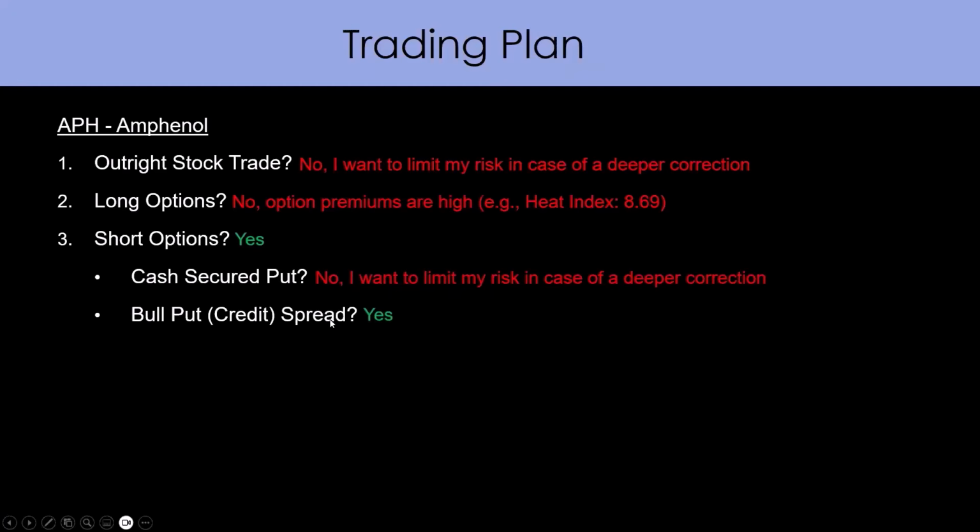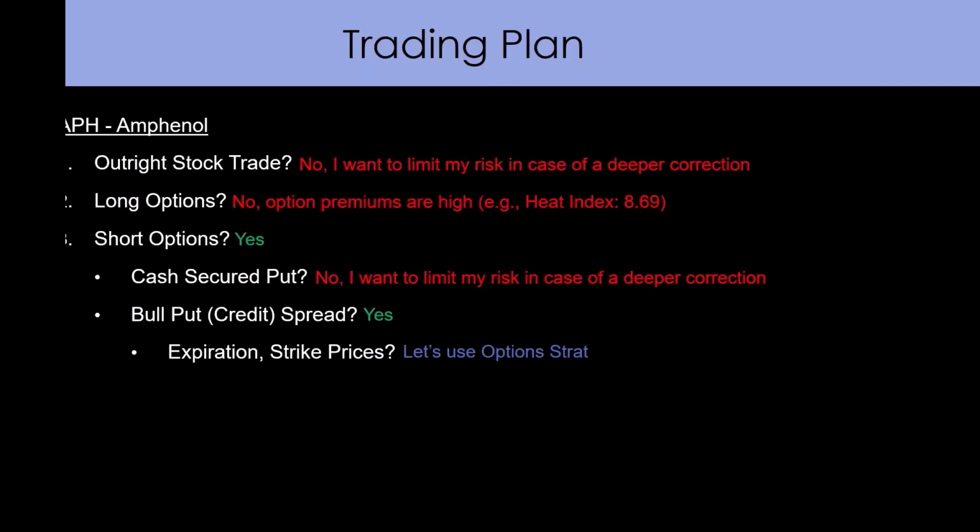And then the final question is, okay, how should I pick my expiration and my strike prices? This is how I would plan out my trade. So I go through these steps slowly, but once you get the hang of it, you can do this very quickly in your head. So for the expiration and the strike prices, I like to use a tool called OptionStrat. It's a great tool just to see, okay, how much can I get with a certain strategy if I put my strikes there and there with my expiration here. So let's choose OptionStrat for this.